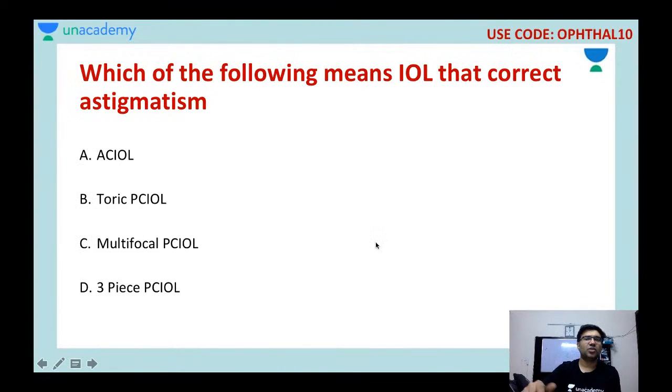Okay, let's move to our last question of the day. Which of the following means an IOL that can correct astigmatism? Last question of the day, try to answer fast. Okay, we have a few more questions after this also. It is not the last question.